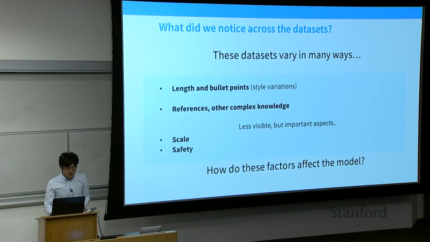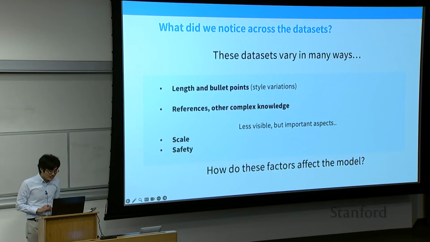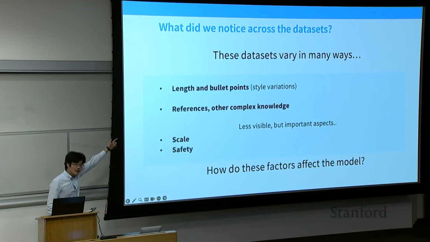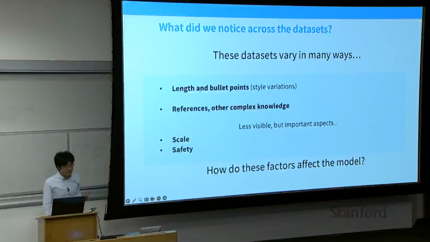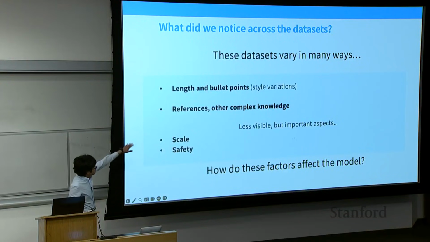Okay, and so these things that we've just seen, they vary quite a bit in things like length. We saw the ChatGPTism, which is bullet points, like lots of style variations. We saw in the Open Assistant example that sometimes people put in references. Sometimes they put in very complex, deep knowledge. Like, is that good or bad? I'll talk about that in a moment.